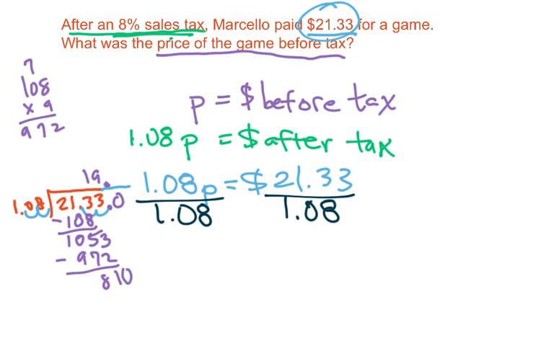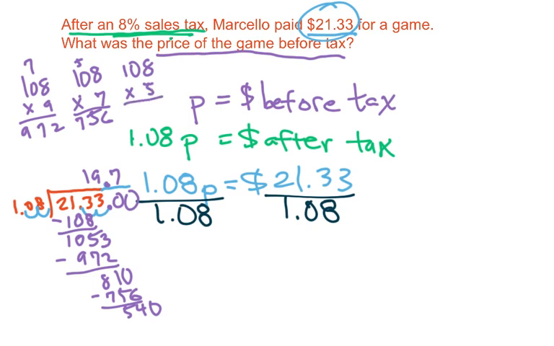I tag another 0. All been modeled to you. 108. What if I did it times 7? What do I get here? I get 756. That seems right. I'll put the 7, 756. I should subtract, no problem, get 54. Tag another 0. Bring it down. 108. What if I tried times 5? 5. P equals $19.75. And my friends, that was the price before tax.